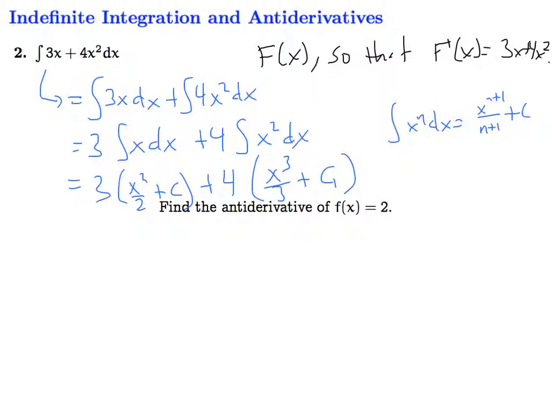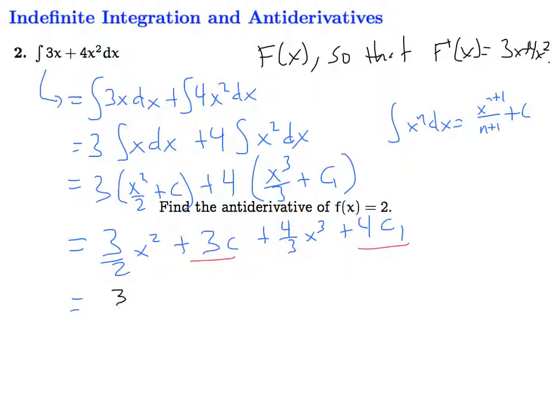And so what's usually standard is we just combine those constants into one giant constant at the end. So I've got 3/2 x squared plus 3c plus 4/3 x cubed plus 4c1. And then 3c is just a number, it's a constant. 4c1 is just a number, it's a constant. So for a final answer, I'm going to get 3/2 x squared plus 4/3 x cubed plus some new constant d.